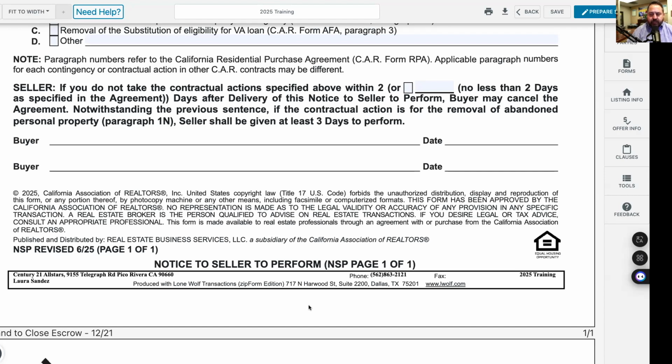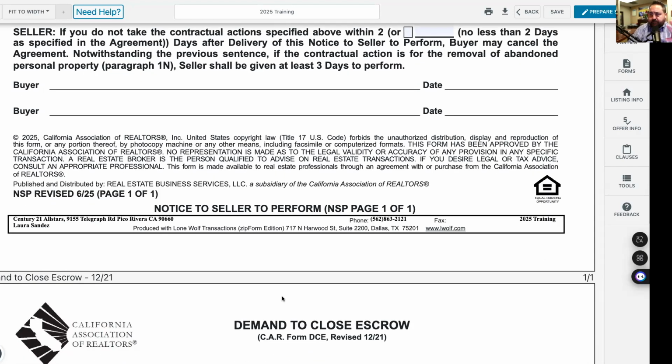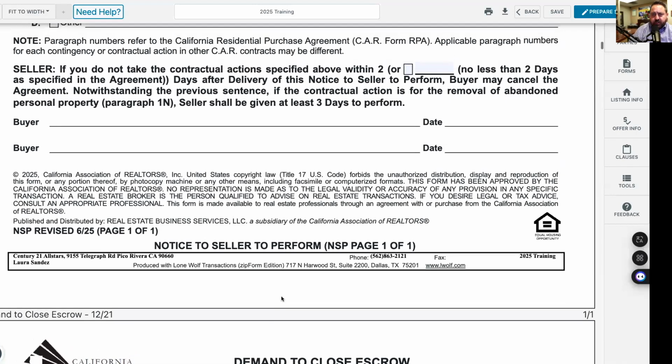One of the biggest complaints we get all the time from clients is that agents are horrible at communicating. This kind of thing during a transaction, where you're really updating them throughout the transaction, could help your level of communication and the connection you have with your client. I promise you, it's not going to hurt. It's going to help. Okay, so any questions about the notices to perform, either buyer or seller, before I move on to the demand to close? Anybody?